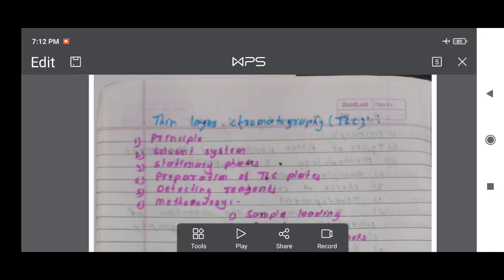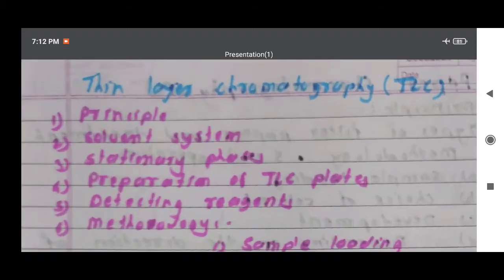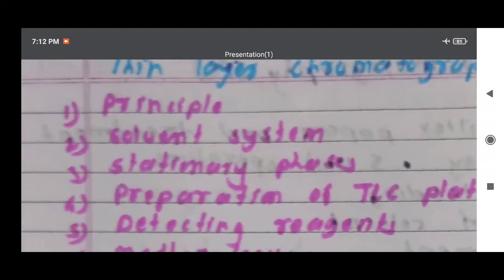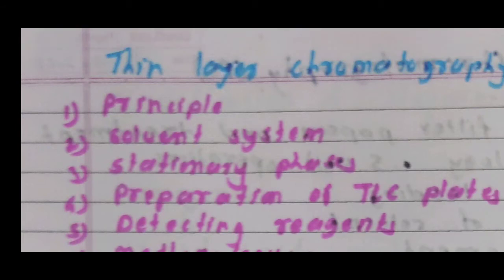In the last lecture we studied paper chromatography. Today I am discussing with you thin layer chromatography. In this thin layer chromatography I am discussing the following points. First is the principle of thin layer chromatography. Thin layer chromatography is also known as TLC. The short form of thin layer chromatography is TLC.